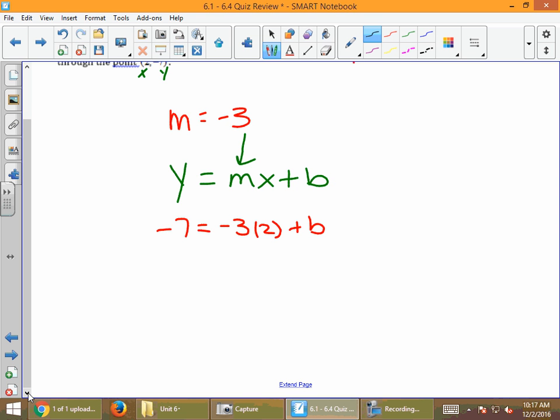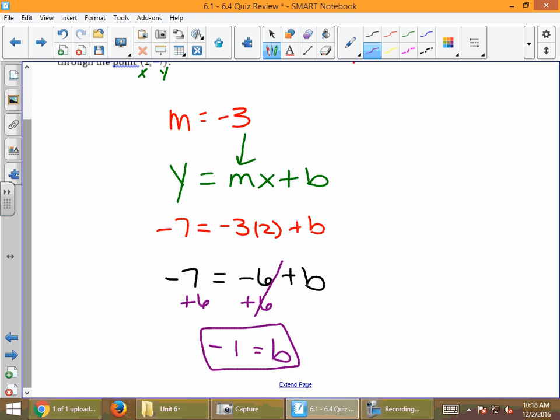So to solve for b, what do we get? -6. -3 times 2 is -6. Want to get b by itself, go ahead and add 6. Done. What's -7 plus 6? We have our b. That does not mean we are done. What do we get? The equation of our line. Plug that in there with their equation.